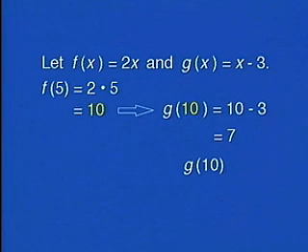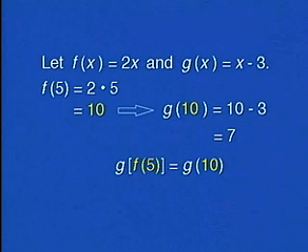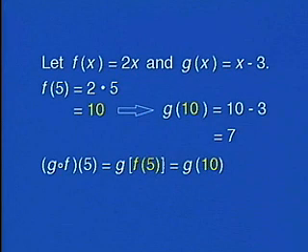So g of 10 is equal to g of f of 5. Notice that notation. We can write that using what's called composition, which is an open circle. So we say g circle f of 5.